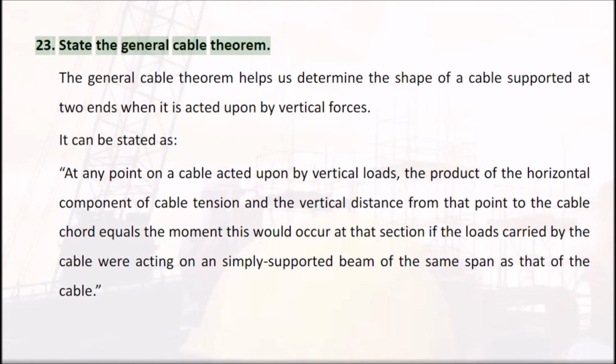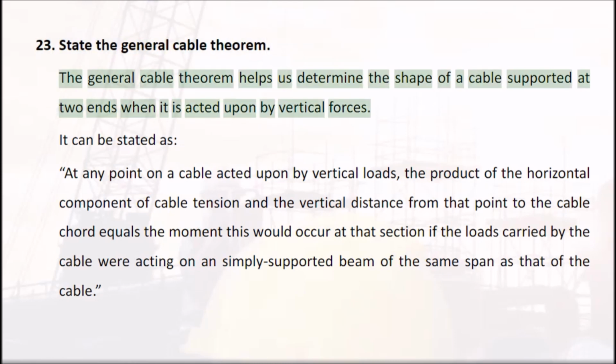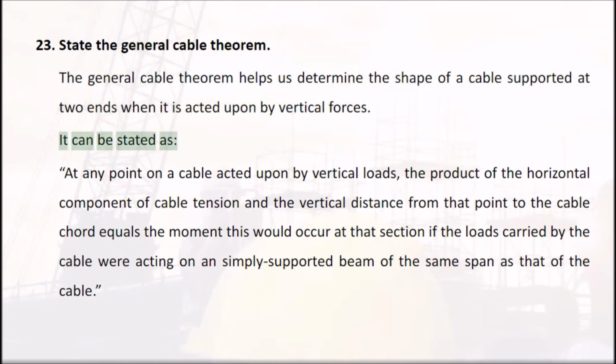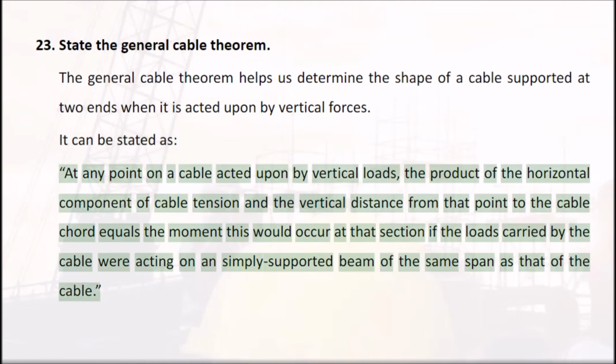State the general cable theorem. The general cable theorem helps us determine the shape of a cable supported at two ends when it is acted upon by vertical forces. It can be stated as: at any point on a cable acted upon by vertical loads, the product of the horizontal component of cable tension and the vertical distance from that point to the cable chord equals the moment that would occur at that section if the loads carried by the cable were acting on a simply supported beam of the same span as that of the cable.